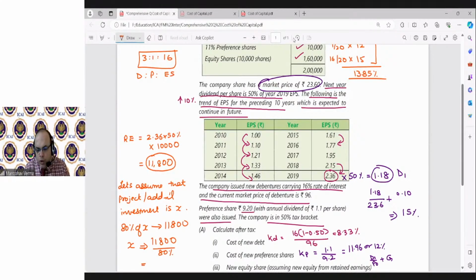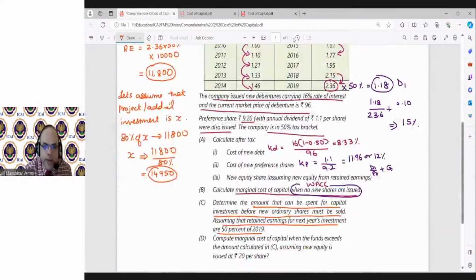That means up to the expansion of 14,750, there are no new shares that have to be issued. Retained earnings are there. The remaining portion would obviously be coming from additional debt or preference shares, but at least new equity may not be sold. The requirement is what amount can be spent for capital investment before new shares can be issued. So what we need to understand here is that we are looking at 11,800 retained earnings divided by 80%.